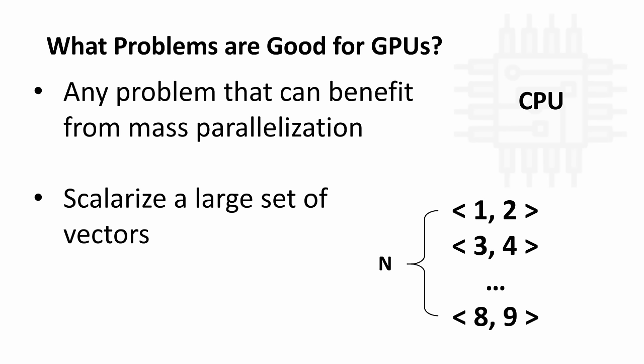So for example, the common example used when talking about CUDA core programming is to add a large set of vectors, right? So we're gonna run through this example using the CPU model. So we have the vectors over here. 1, 2 is our first vector. The left column is A, and the middle column is B, and then the destination is gonna go into C. And we have up to n number of vectors.